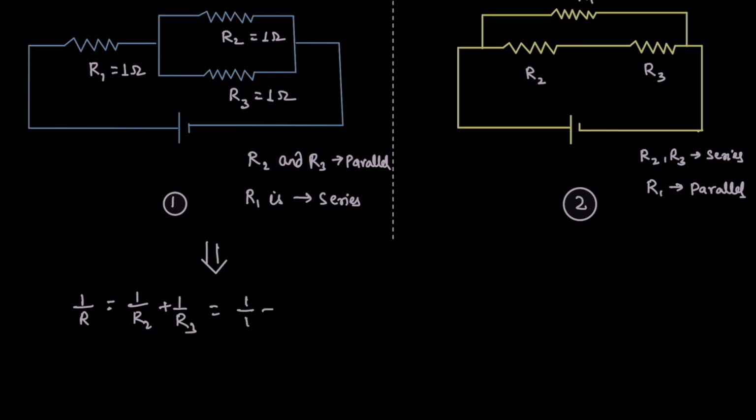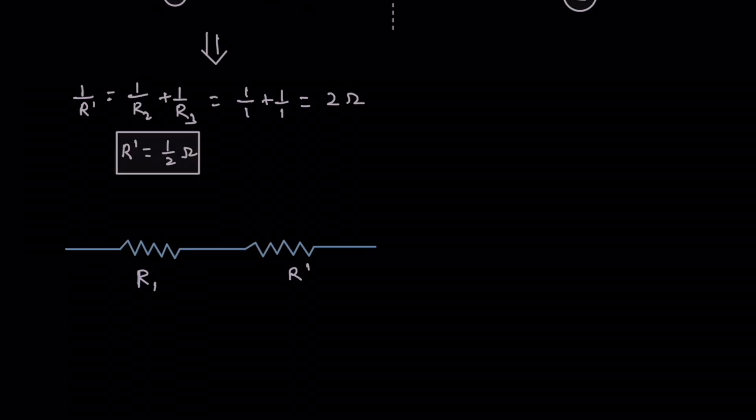1 by 1 plus 1 by 1, 2 ohm. So 1 by R is equal to, or R dash we can make, R dash is equal to 1 by 2 ohm. So now the total equivalent of R2 and R3 is 1 by 2 ohm. So if we think what type of figure it will become now, this is the new figure.